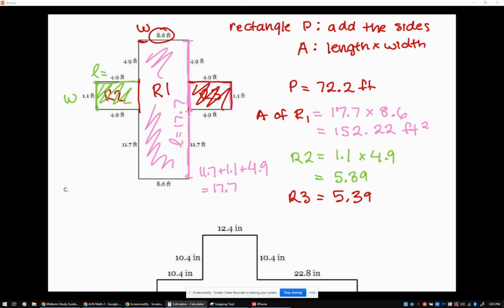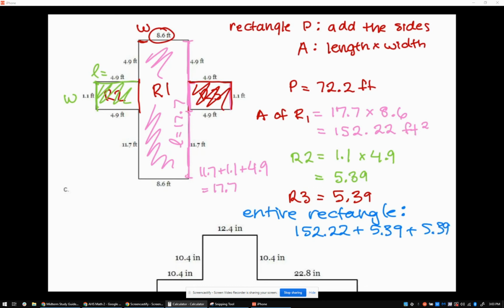Okay, for our entire shape, we're going to add those three together. 152.22 plus 5.39 plus 5.39. When I add all of those together, I get 163, and don't forget this is feet squared.